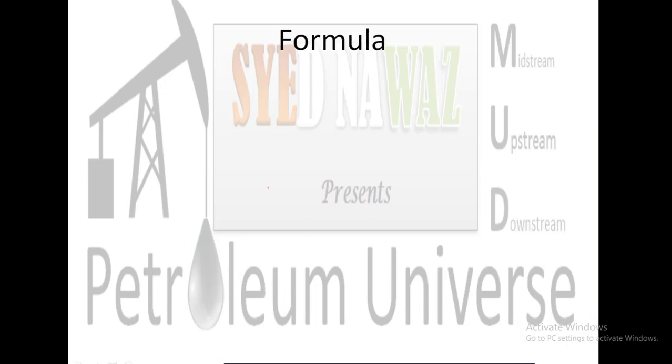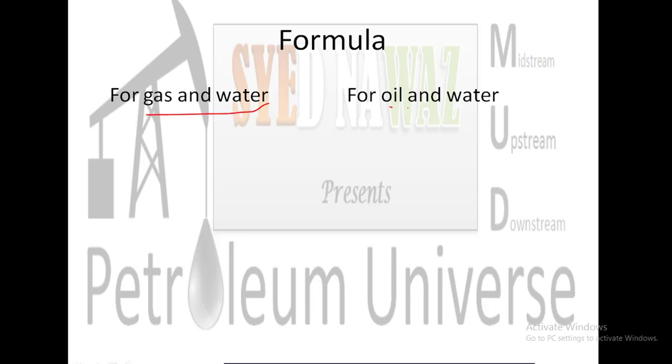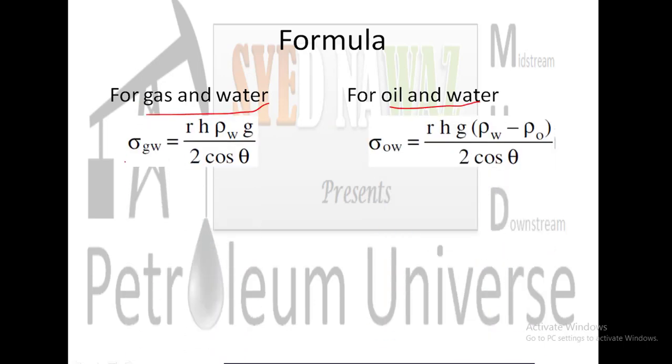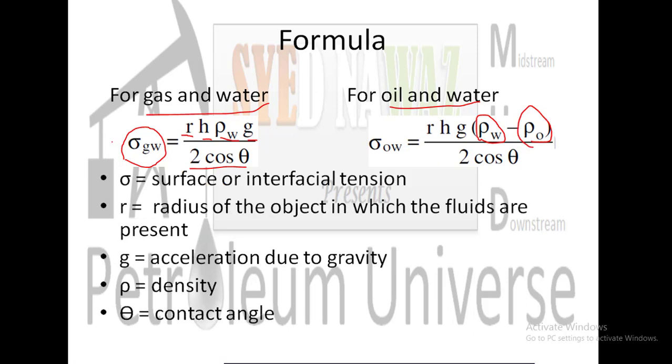Now let us see the formula for surface tension and interfacial tension. For gas and water, and for oil and water, the formulas are: psi_GW is equal to r times h, water density times acceleration due to gravity, divided by 2 times cos theta, where 2 cos theta comes from the contact area. And this is the same, as you can see, with an extra term: the difference of density of water and density of oil.